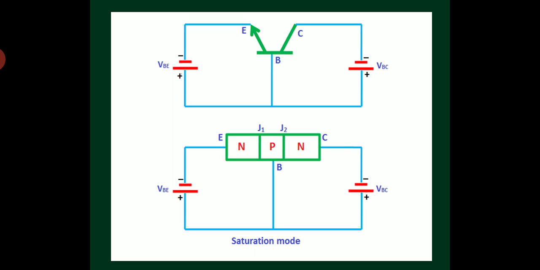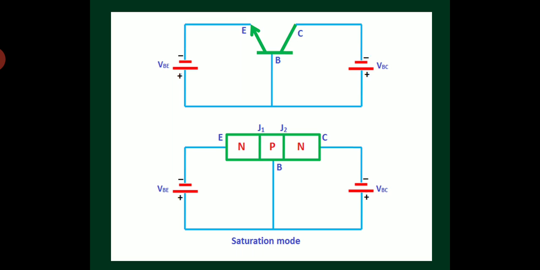Likewise, junction J2 must also be forward biased. This means when the negative terminal of the battery is connected to the N-type collector region and the positive terminal of voltage source VBC is connected to the base region, which is P-type, then it will form forward bias. It will make junction J2 forward biased. Junction J1 is also called junction JE, and junction J2 is also called junction JC.